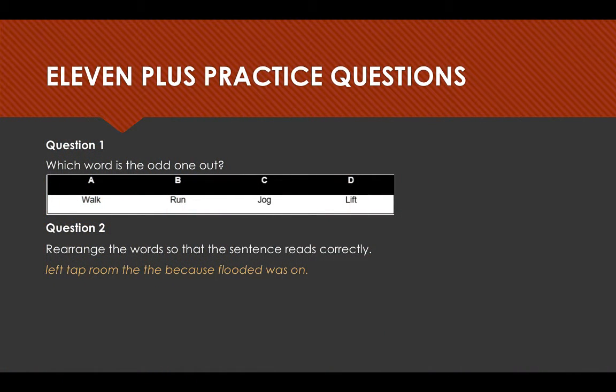Okay, so let's have a look at some practice questions. So question 1, which word is the odd one out? So we've got walk, run, jog, lift. Question 2, rearrange the words so that the sentence reads correctly. Okay, so as you can see, this is not a sentence that makes any sense, so you need to rearrange the words in order for it to make sense. Okay, so you can pause the video now and write down your answers to these 2 questions.